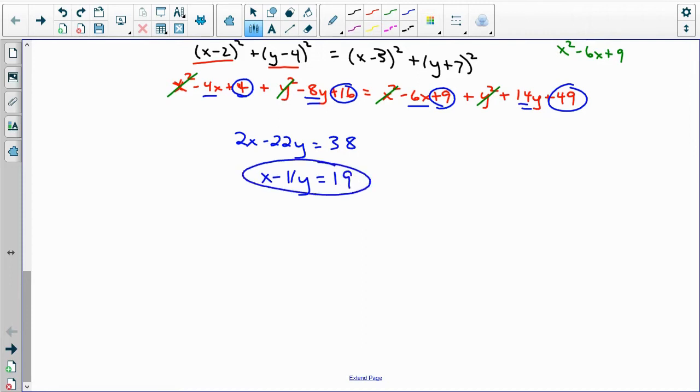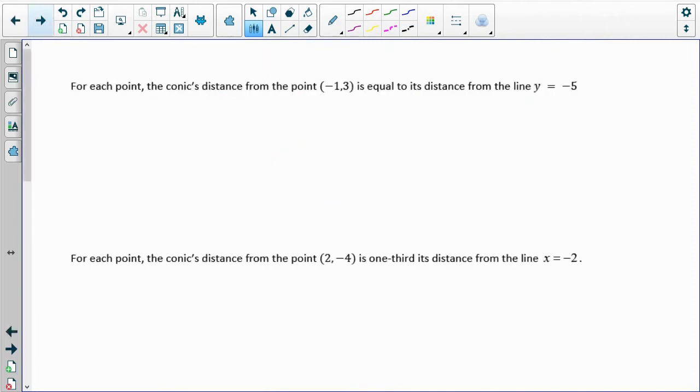That is the equation of a line. I could rewrite it in slope-intercept form if I want. But basically what this is saying is if you have some kind of equation that's equidistant from 2 points, it's likely going to be a line. And in this case, it's a particular line.